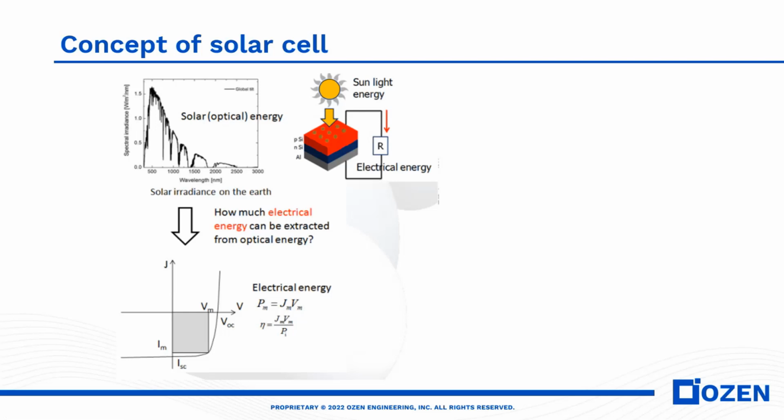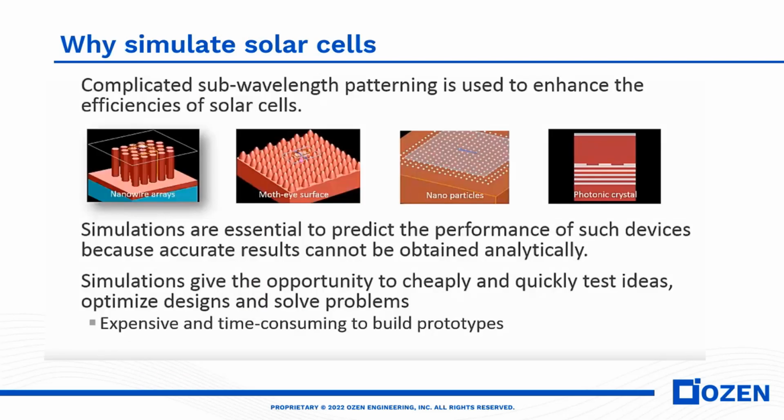But how can we use numerical tools to achieve maximum power? With numerical FDTD, you can calculate how much power is absorbed by the solar cell, and then with numerical CHARGE, you can calculate how much electricity is generated from the absorbed photons. But why do we need to simulate the solar cell?